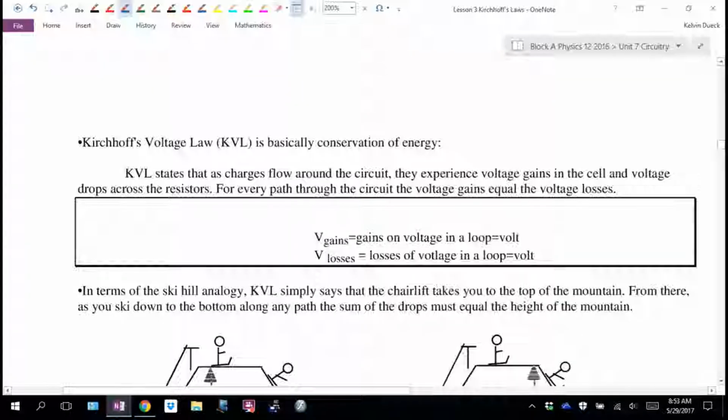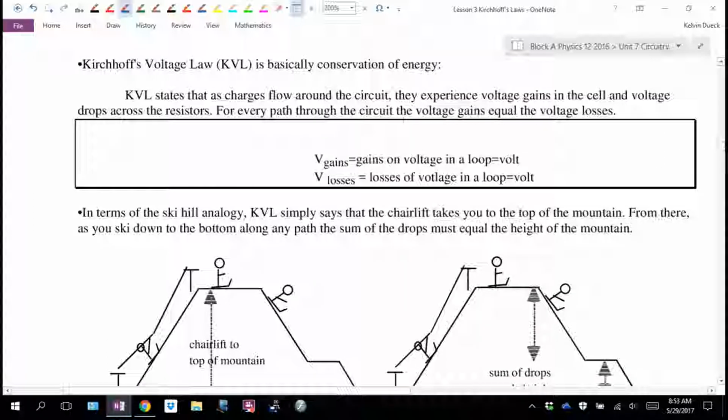Voltage. So Kirchhoff's current law comes out of conservation of charge. Electrons can't vanish, and since current is the number of electrons per second, current can't vanish. Voltage comes out of the law of conservation of energy. Kirchhoff's voltage law, I'll sometimes abbreviate that as KVL, says this: as charges flow around the circuit, they experience voltage gains and voltage drops. For every path around the circuit, the voltage gain equals the voltage loss.